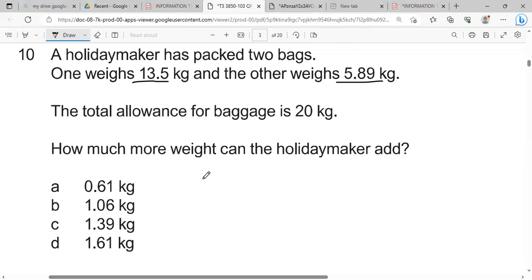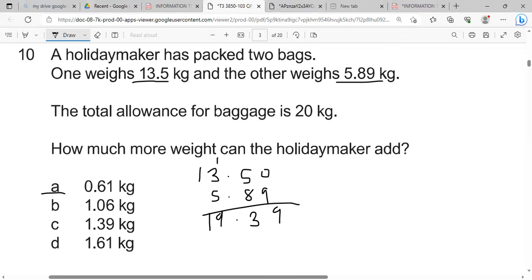So it's going to be 13.5 plus the 5.8. So we need the total first. So this gives us 9. 8 and 9 give us 13. So 3 carry 1. Remember, once you add a decimal point and a decimal point, this gives me 5 and 3, 8 and 1, 9. So in essence, we need one more to make 20. So that will be 0.61.